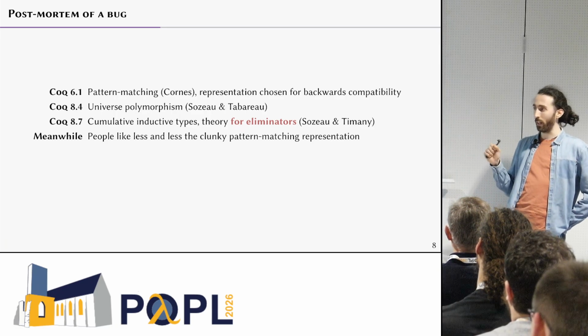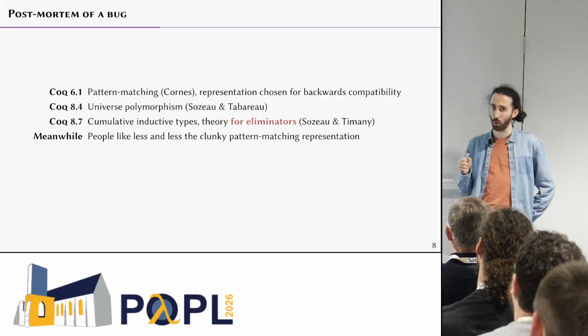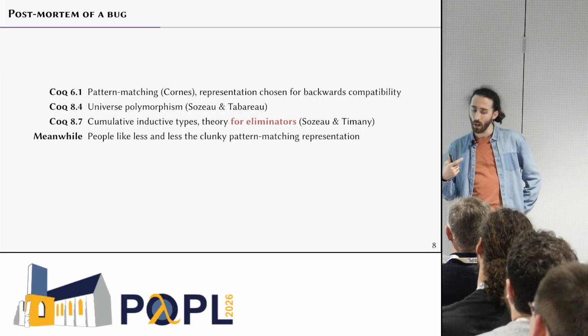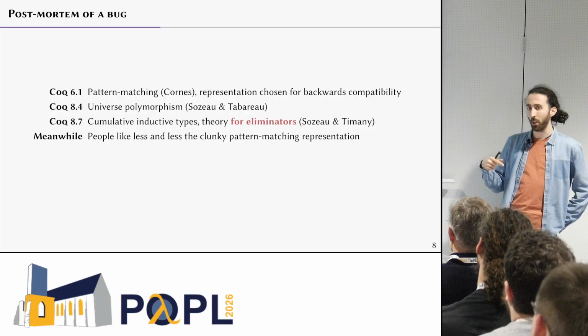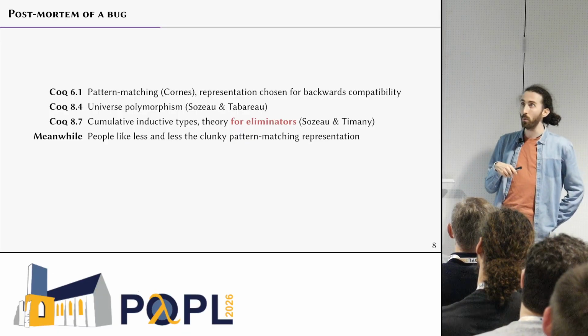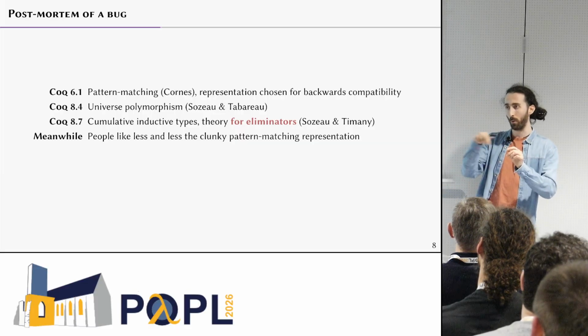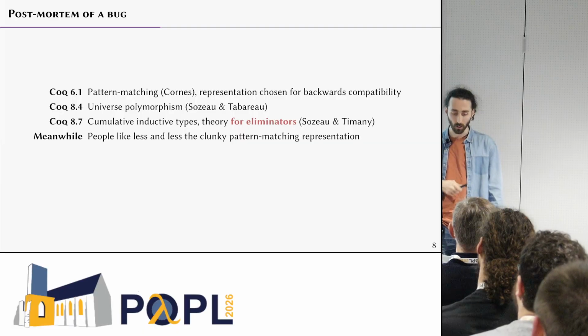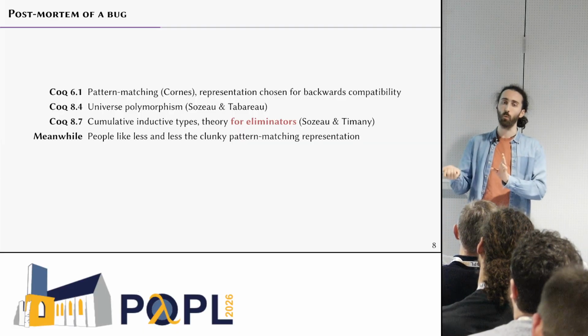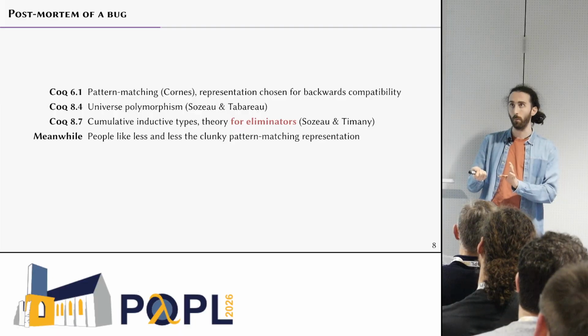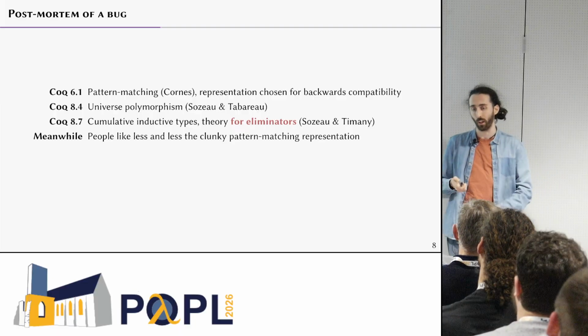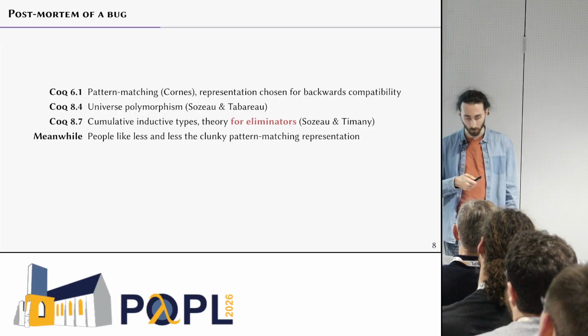At that time, the representation was chosen, I think, for backwards compatibility reasons. Basically, the representation of the binders in pattern matching used lambda abstraction. The branch was a lambda abstraction over all the arguments of the constructor. That made it easier to relate to what was there before with recursors, because this is how you handle things when you write code for recursors.